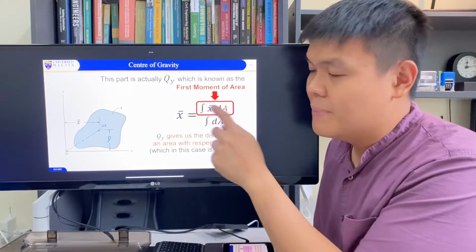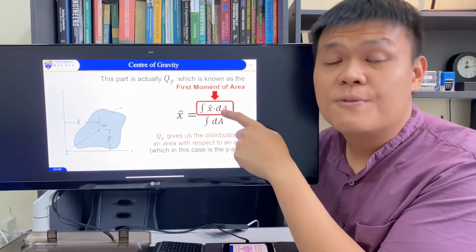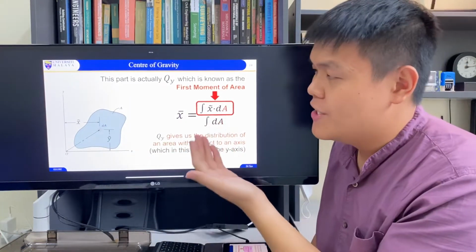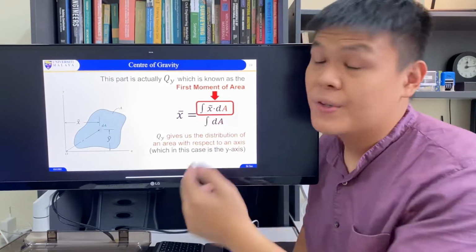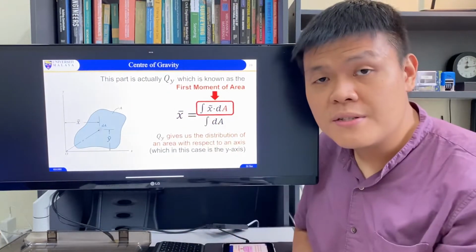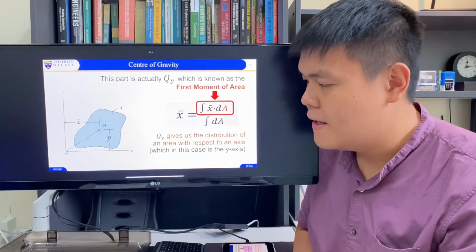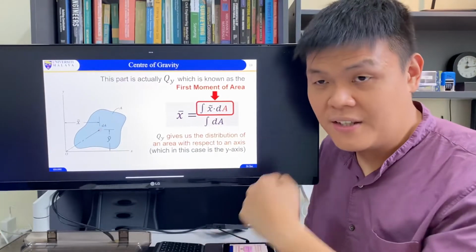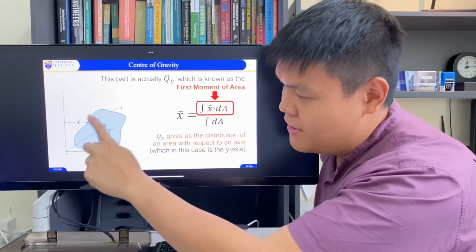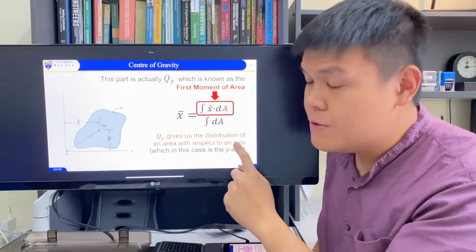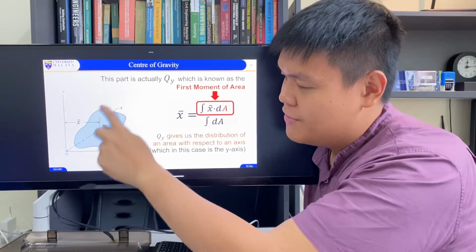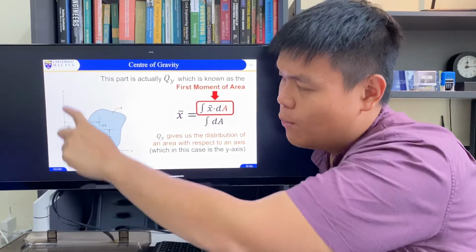So this top part here, x curvy bar times small dA, which is x curvy bar times the small area here, this is actually Qy, or actually Q. Let's not talk about y and x for the moment. Q is the first moment of area, and I'll explain what moment of area is in the coming slide. But Q basically gives us the distribution of an area, so this area, with respect to an axis. And because this is Q sub y, this is the distribution of this area with respect to the y-axis.